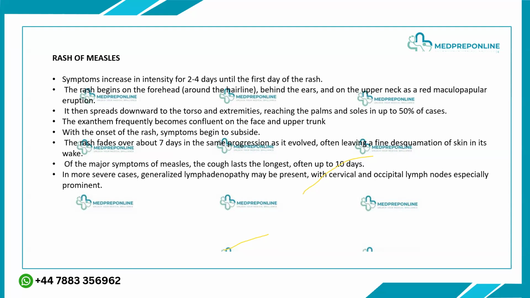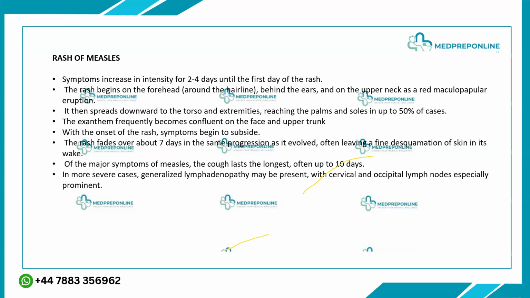Rash begins on the forehead, around the hairline, behind the ears, and on the upper neck as a red maculopapular rash. So for every kind of rash, you should know what area it involves and where it starts, how it progresses, what is the pattern of development, right? What are the various stages of the rash? And when the rash is completely resolved, what are the after effects on the skin?